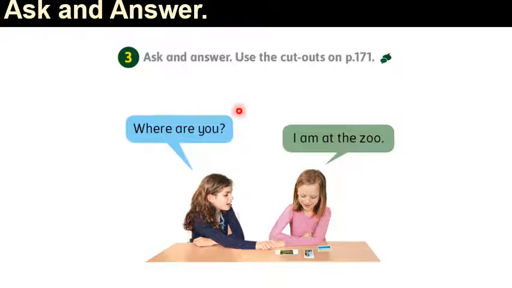Alright, now you can practice the question Where are you? With one of your friends or one of your family members and just do the same as these two girls, okay? It's very easy. Just ask about each other, okay? Ask each other, where are you? I am at the zoo. Where are you? I am at home. Where are you? I am at the school.